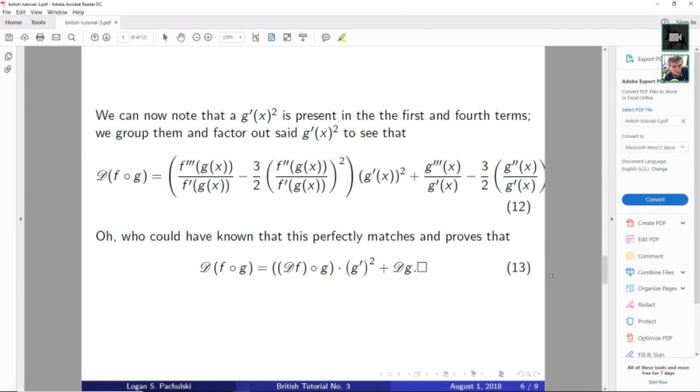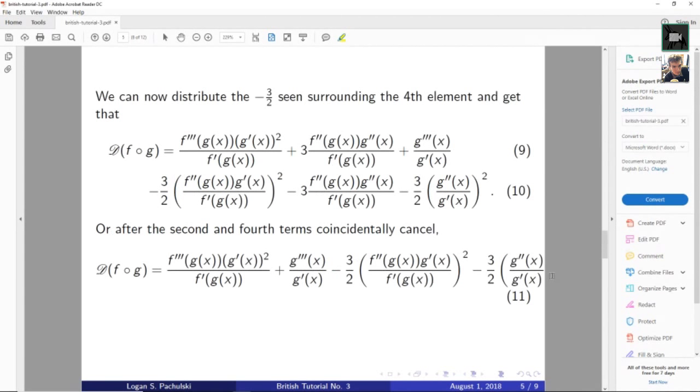We can see by factoring out a g prime, yes, g prime squared from the first and fourth terms, which I shall go back and look at. It would be clearer if the square was still there, but I believe that you understand what is happening.